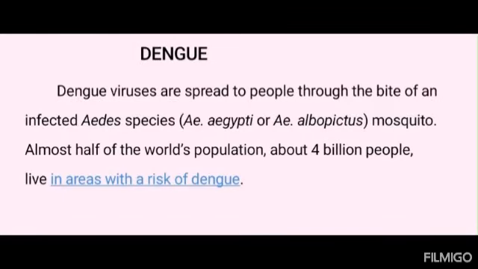Let's see about dengue. Dengue viruses are spread to people through the bite of an infected Aedes species mosquito. Almost half of the world population, about 4 million people, live in areas with the risk of dengue.